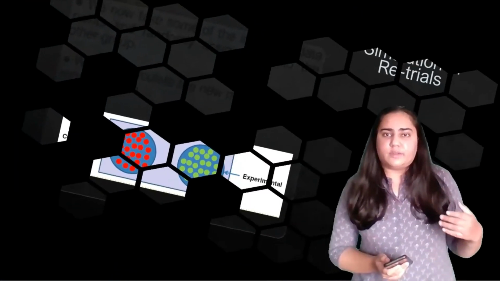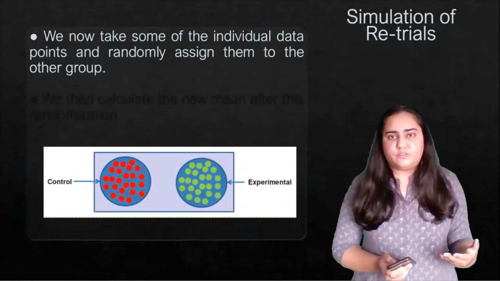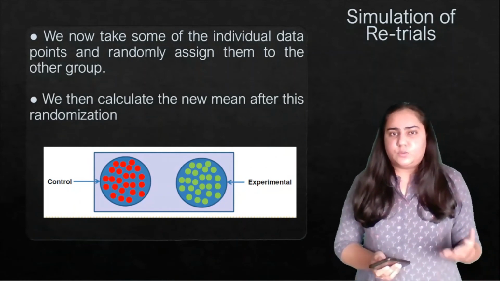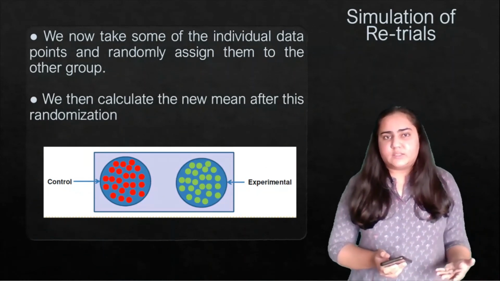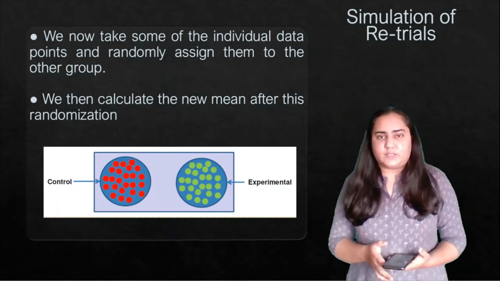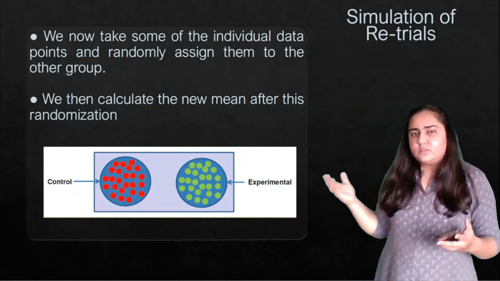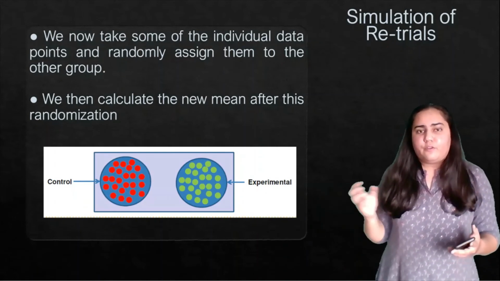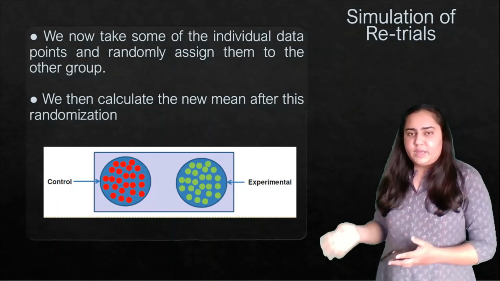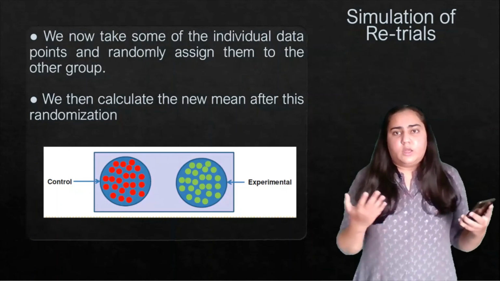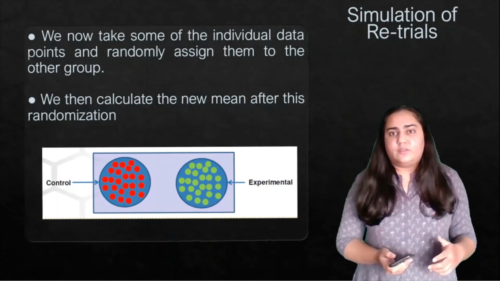Now, what should we do to run this experiment again? We are supposed to perform a retrial. To do the retrial, we take some of the individual data points and randomly assign them to the other group. And then we calculate the new mean after this randomization. So what we do is we mix these red and green dots that you see. That means we take some volunteers from the control group, put them in the experiment group, and we take some volunteers from the experiment group and put them in the control group. While doing this, we have to make sure that the number of volunteers in each group still remains 40.